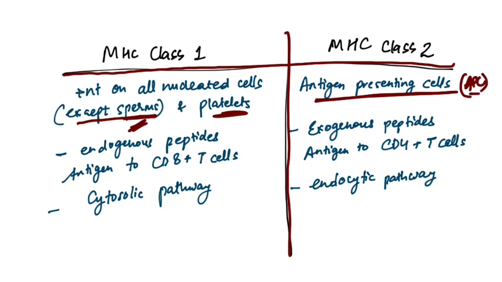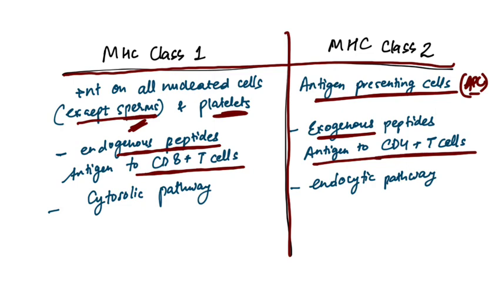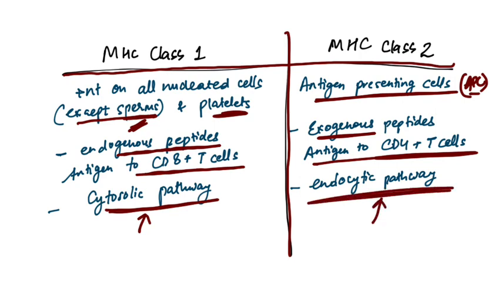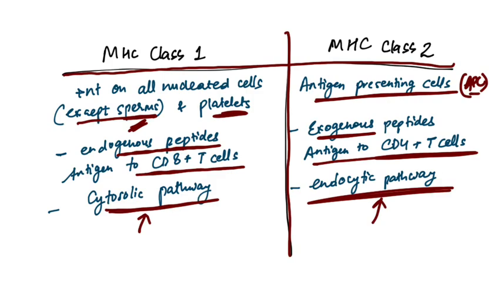and they present endogenous peptides as antigen to CD8 plus T cells. MHC class 2 presents exogenous peptides as antigen to CD4 plus T cells. Now class 1 presents antigen via the cytosolic pathway. Class 2 presents antigen via the endocytic pathway. So these are very important topics I have discussed, and you need to remember them.